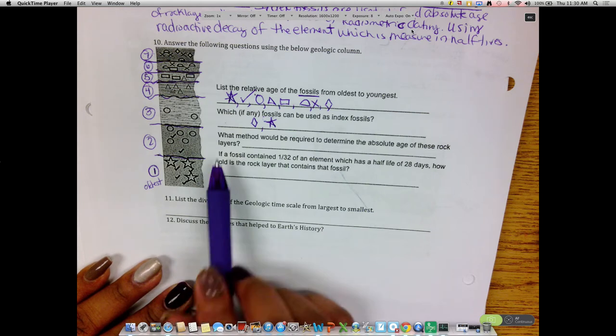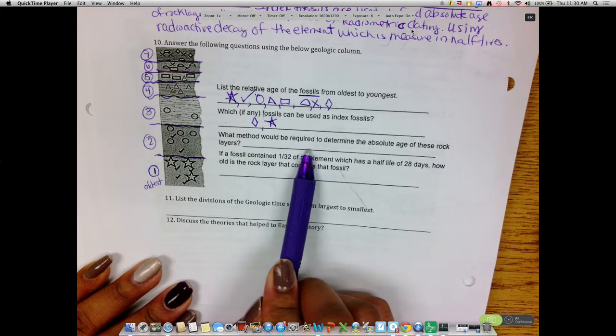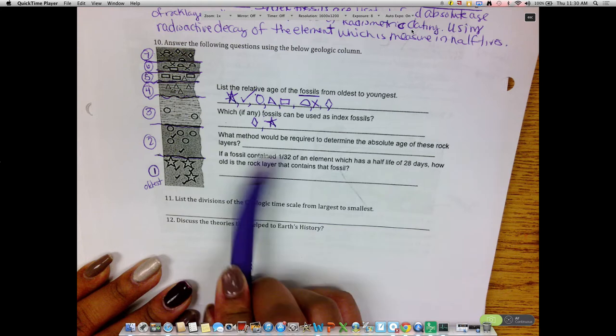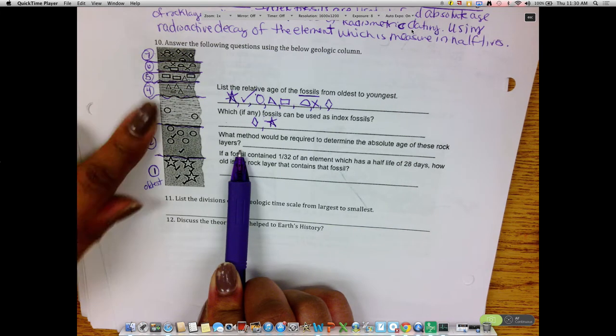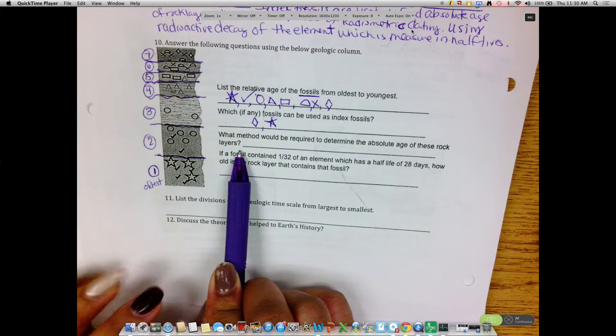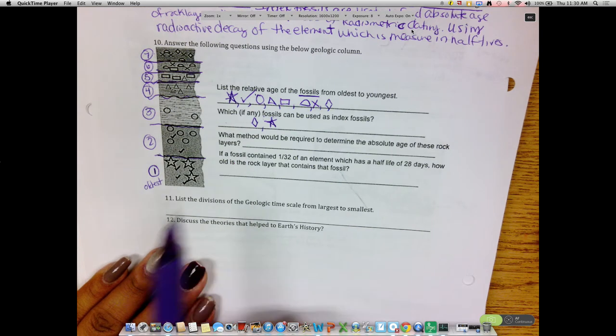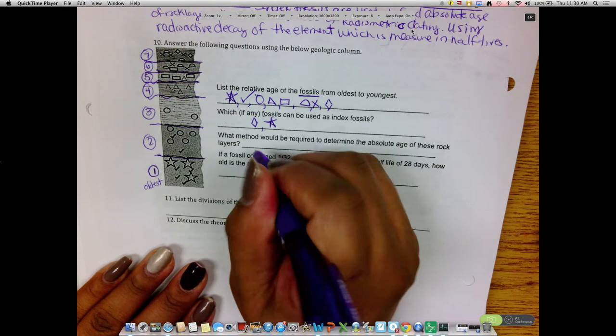All right. What method would be required to determine the absolute age of these rock layers? Did we already answer this up in like 7 and 8? Yes. What method would be used, Rajalen? Radiometric dating.